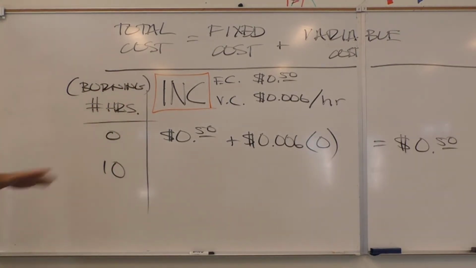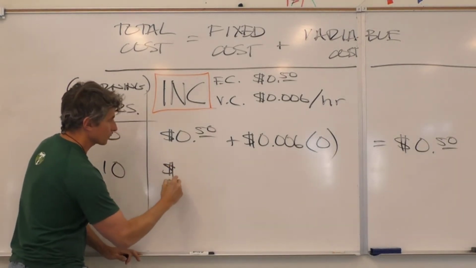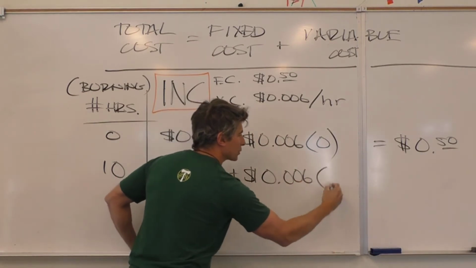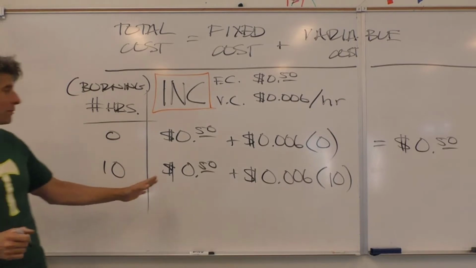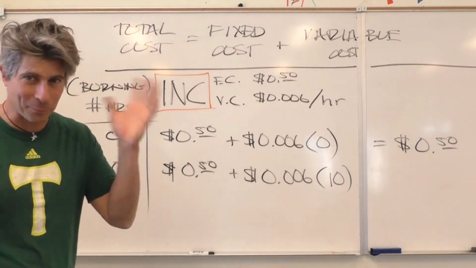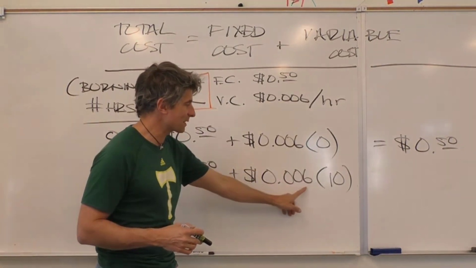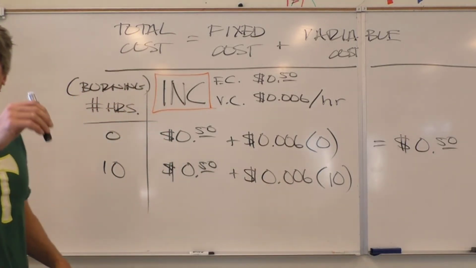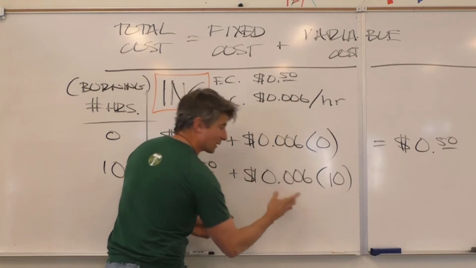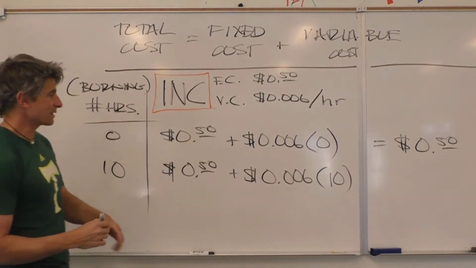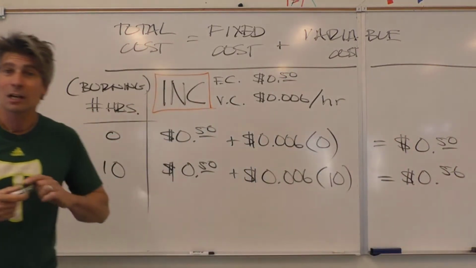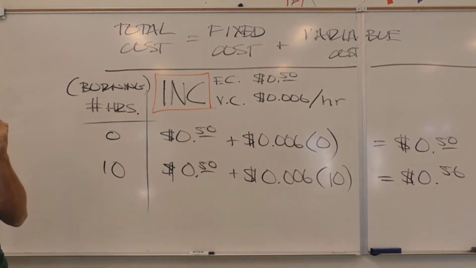Burning number of hours. Okay, so for 10 hours, the total cost would still be the 50 cents you start with. You still have to buy the bulb. And then we're going to be charged $0.006 for 10 total hours. So that's 50 cents plus, now this is where I chose 10 for a reason. I didn't want to have to use a calculator to do any of this math. 10 times 0.006 is just going to move that decimal over. Instead of 0.6 cents, it's going to end up just being 6 cents. So it's going to be 50 cents plus 6 cents, which is a grand total of 56 cents. So if I buy the bulb and then burn it for 10 hours, it's 56 cents.